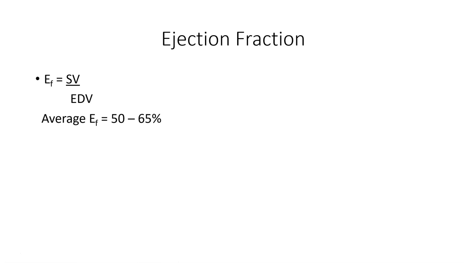Now, I promised that we would talk a little more about ejection fraction, so it is found on page 43 near the top. This is a measure of the heart's efficiency. So you'll notice that ejection fraction is stroke volume, or SV here, that stands for stroke volume, over EDV, and EDV is end diastolic volume.